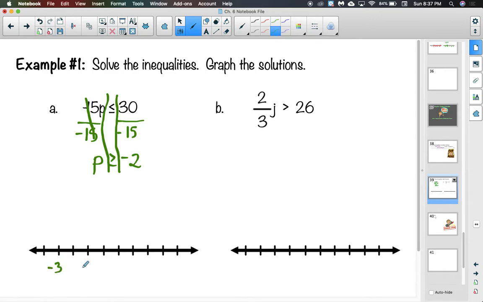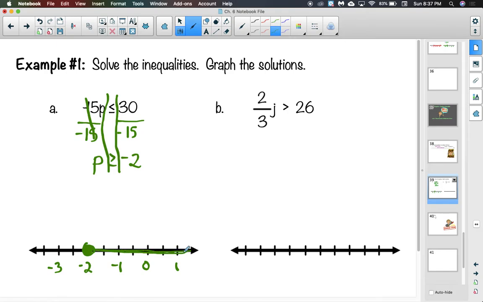So I need to make sure on my number line I've got a negative 2. Don't forget, negatives go backwards, right? So negative 2, I'm going to do a shaded closed circle, and I'm going to shade to the right because my greater than sign points to the right.